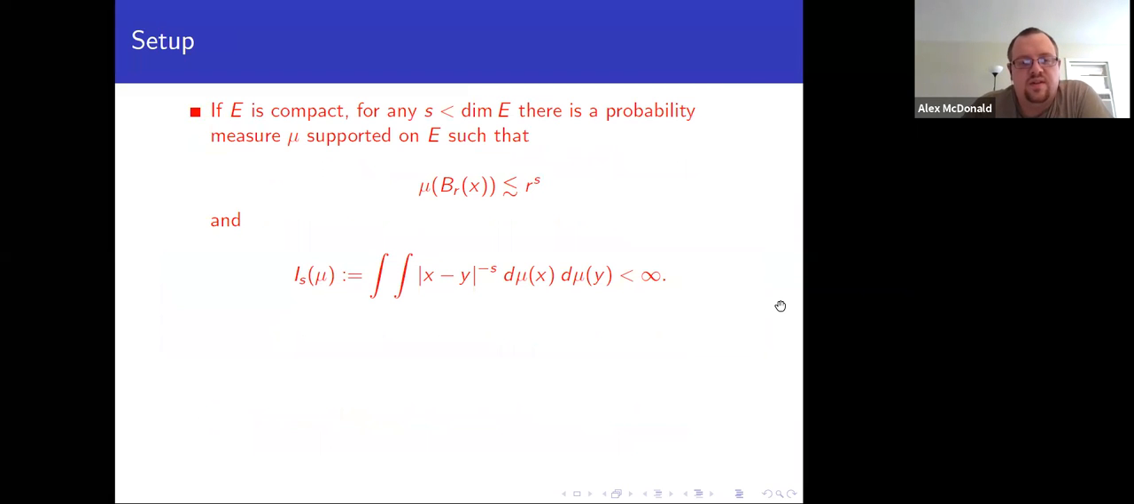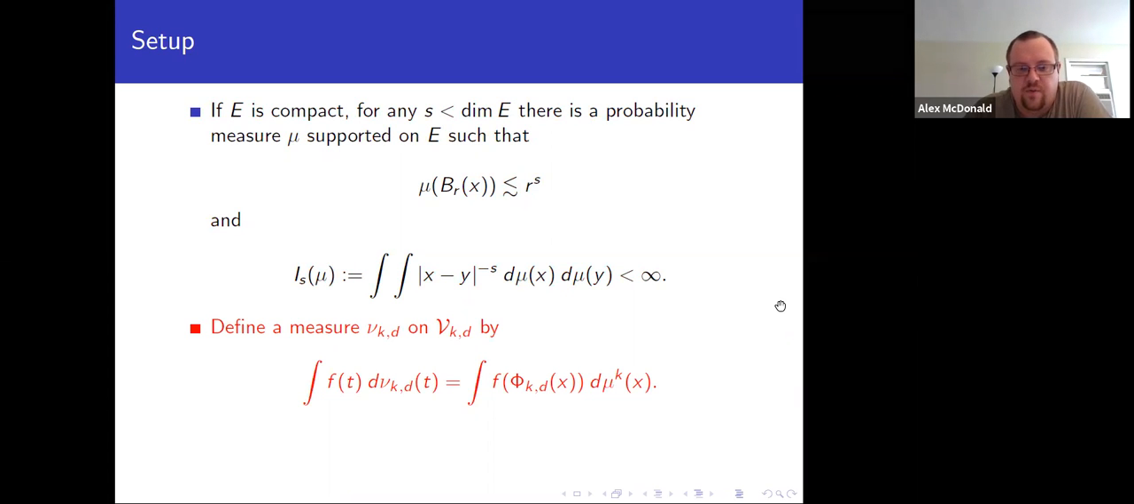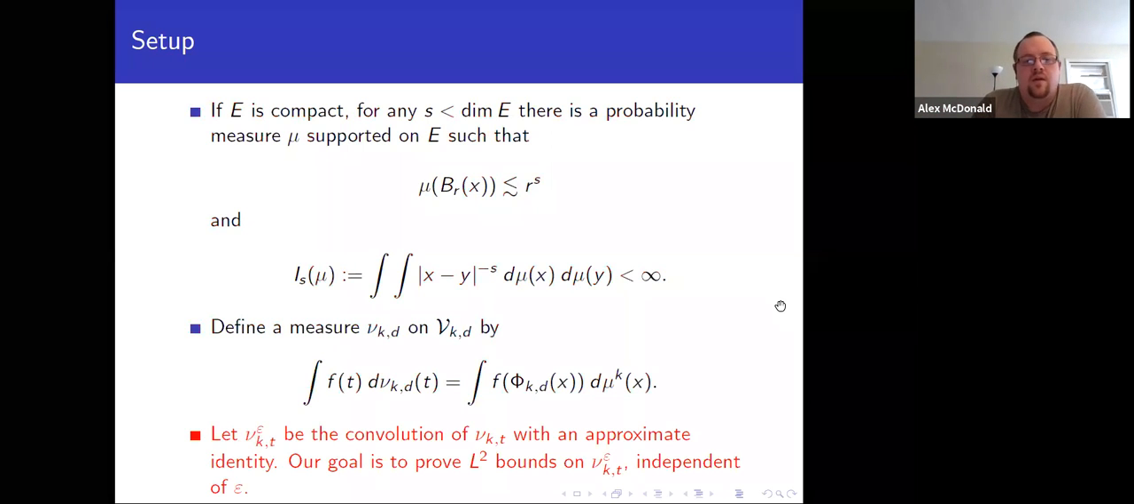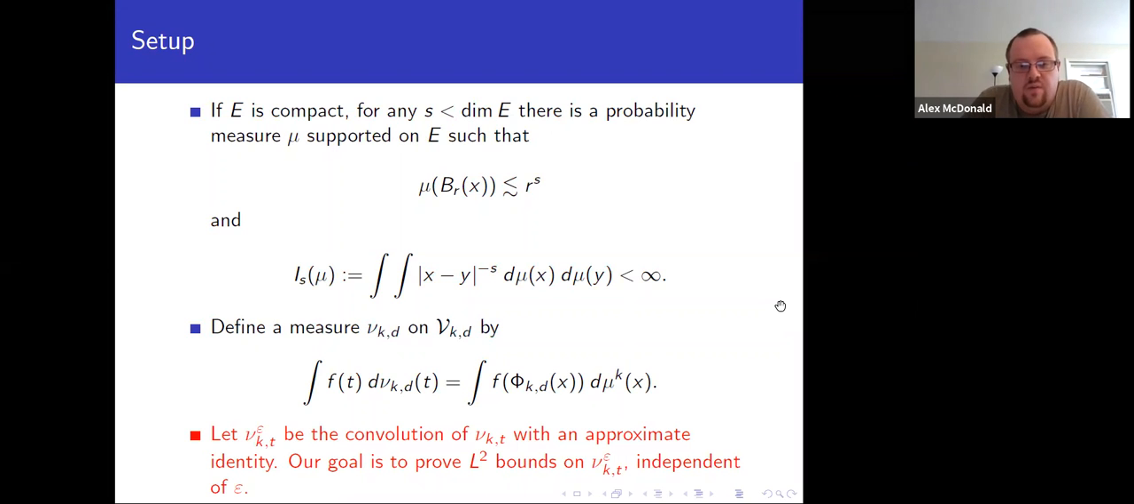Okay. To remind you of this setup, we take E and we look at this Frostman probability measure mu supported on E. So it has this ball decay and it has finite s-dimensional energy. And we define this push forward where the map phi we're using is the map which takes configurations and assigns volume types. So we take our convolution with an approximate identity, and our goal is to prove L2 bounds of that approximation to nu independent of epsilon. I wrote nu sub kt, but obviously that should be kd.